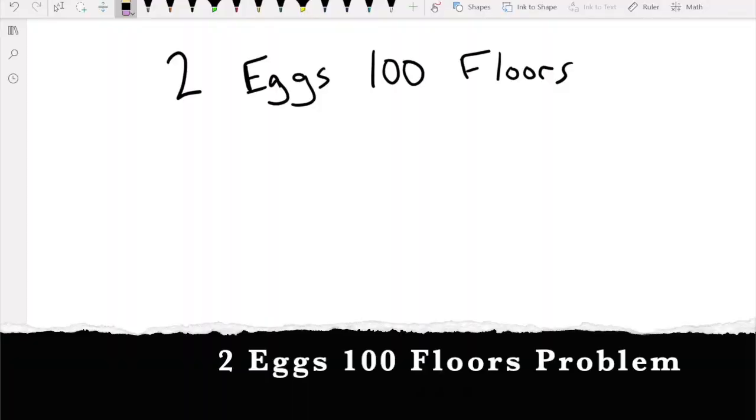Hello, this is a famous problem that they say Google used to use in their interviews. It's called 2 eggs, 100 floors. Imagine there's a very tall building and it has 100 floors, and 100 windows. If an egg drops from the nth floor, it breaks. So from some floor, it's going to break, and if it's dropped from any floor below, it will not break.